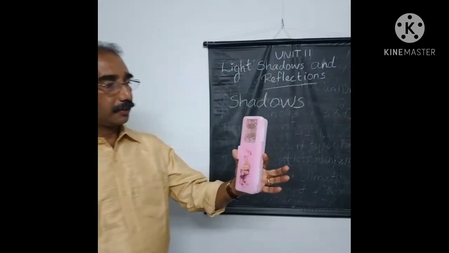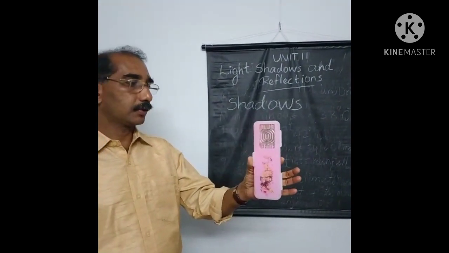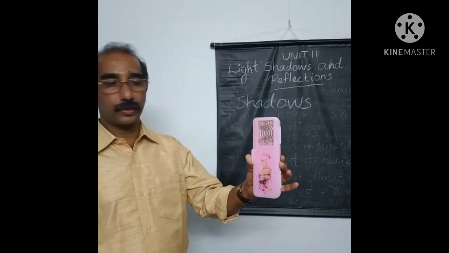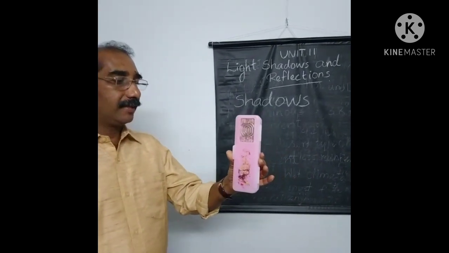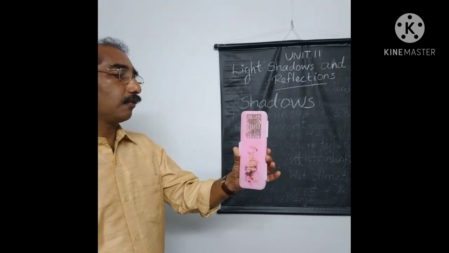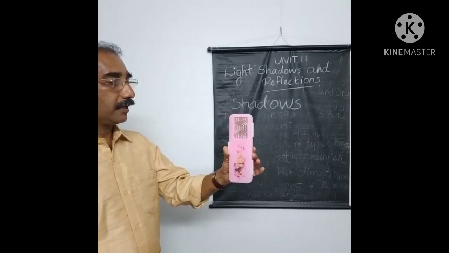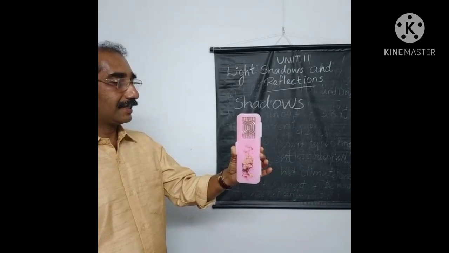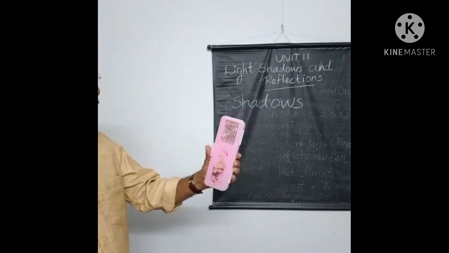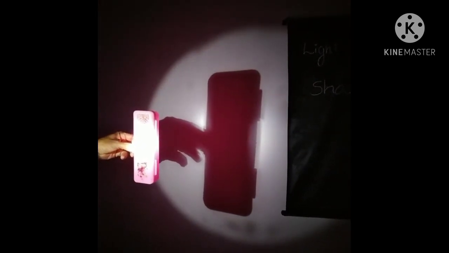This plastic box is an opaque object because it does not allow light to pass through it. When there is light, this plastic box will not allow light to pass through, so it can form a shadow on the wall. Let us see how it makes a shadow. I'm going to keep the light off and I will show you the shadow here. The shadow of the plastic box is seen on the wall now, right? This is a shadow. Shadows are formed when light rays are blocked by an opaque object.